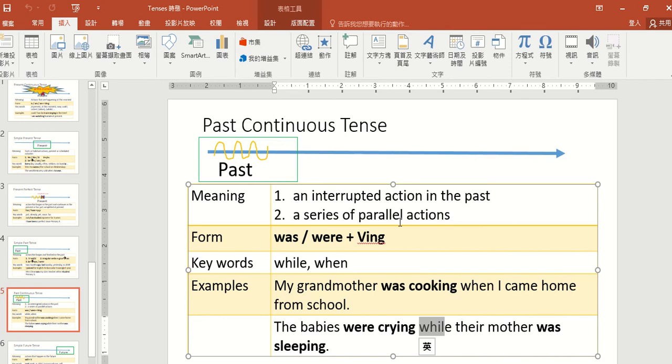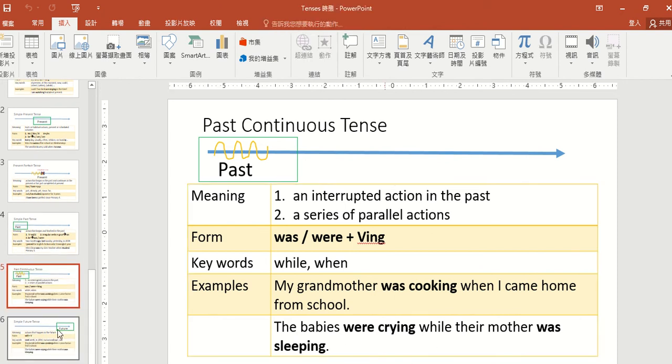The second one is while, okay? It means a series of parallel actions. So they happen at the same time, and both of them are long actions. So was crying, probably the baby cries maybe around 15 minutes or 10 minutes. So it keeps on going and going, right? Non-stop crying. And then mother was sleeping, of course. Even if it's just a nap, it takes some time to sleep. So again, it's a long action. So two actions happening at the same time, and it takes some time to finish the action, so we use past continuous tense.